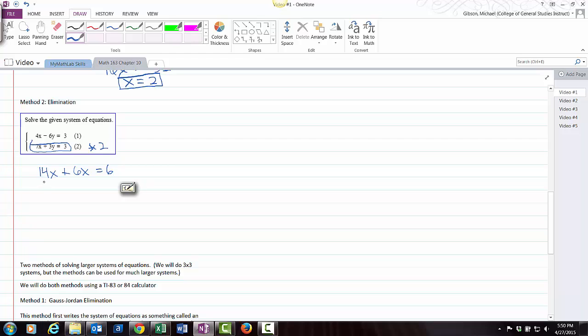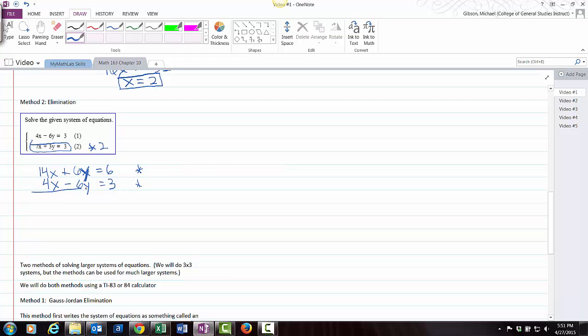So then the other equation, we'll just recopy: 4x minus 6y equals 3. Right? So I have my new version of equation 2 here. I just multiplied both sides by 2. I have equation 1 here.